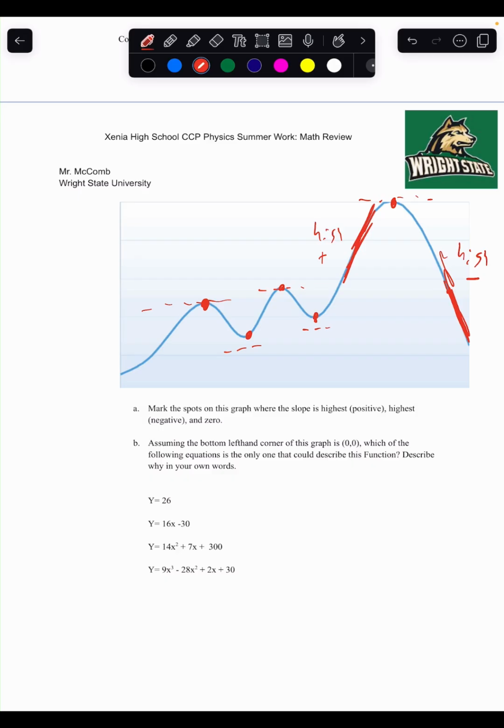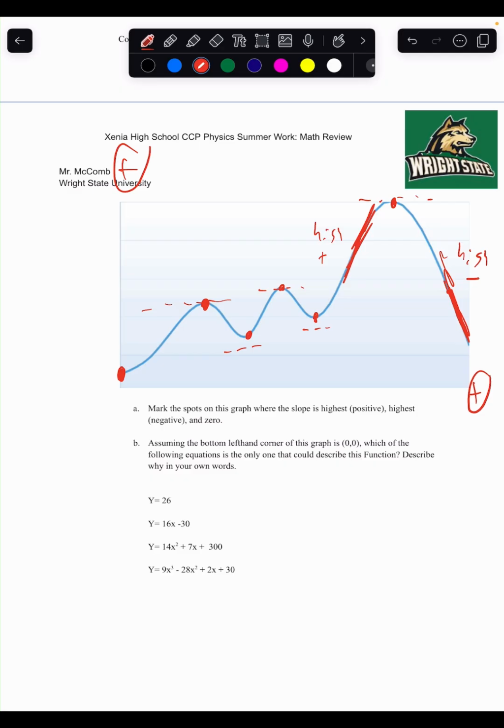Okay, now, very last question. If we assume the bottom left-hand corner of this graph is 0, 0, which of the following equations is the only one that could describe this function? Describe y in your own words. Okay, so let's think about this. If this is 0, 0, and we're doing classic Cartesian coordinate plane, that means that this is positive and this is positive. That matters as we do this. That means that we can only get positive values for y given positive values of x.